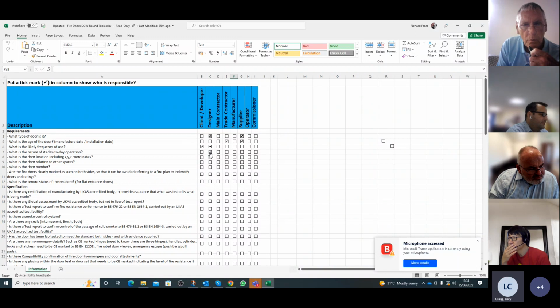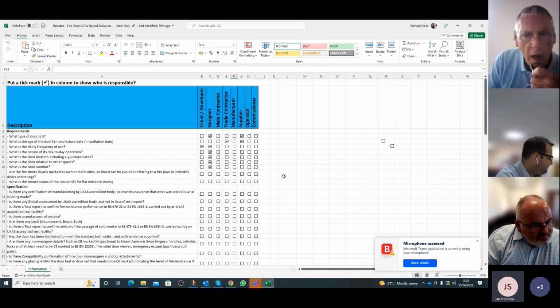And designer. What is the door location, including XYZ coordinates? That would be design, wouldn't it? Same with 9 and 10, isn't it? What is the door's relation to other spaces? What is the door number? That would be designer. We all agreed on that?